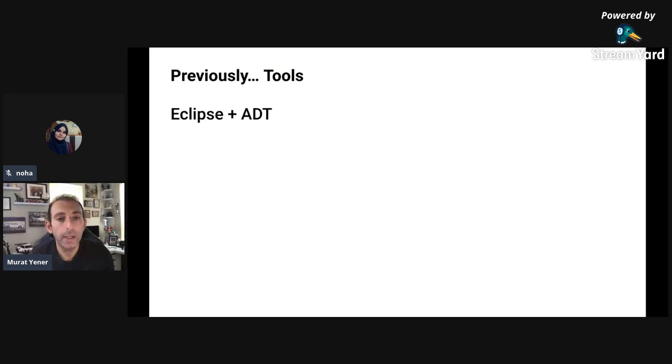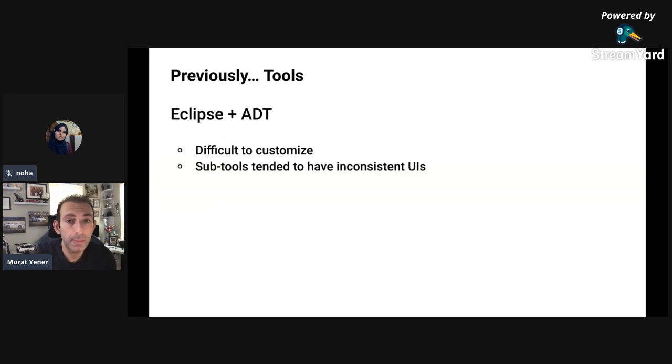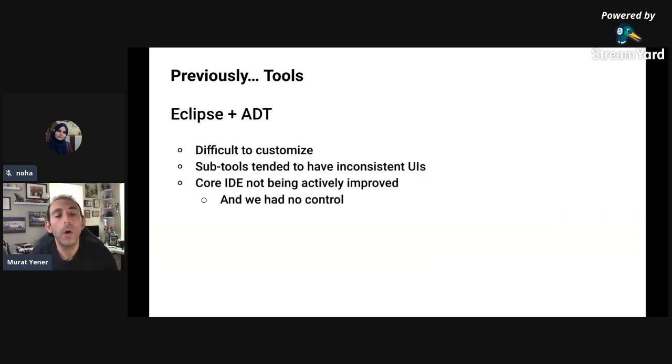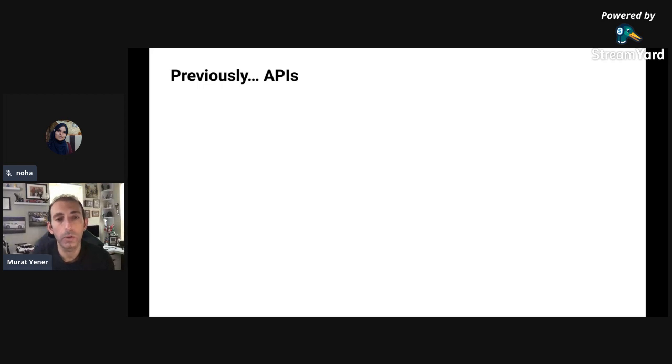On the tool side, we had Eclipse, but we had difficulty customizing Eclipse to Android needs. We didn't have consistent UIs between different tools in Eclipse and the Android tools part. Also, we were not involved in the development of the core IDE, so we didn't have control, and we couldn't get everything we needed from the core IDE to support what we wanted to do.